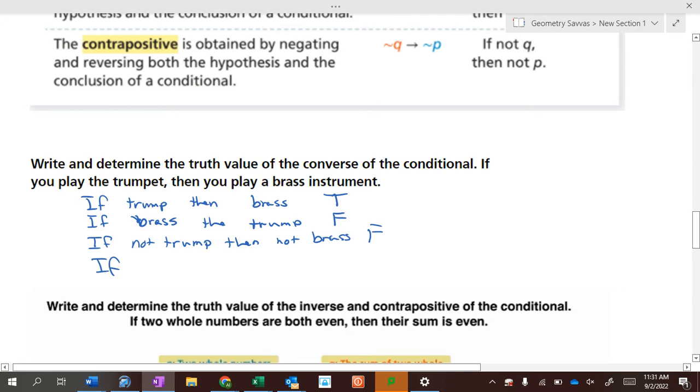What? I feel like my trumpet self is getting attacked. 'Cause I play trumpet. Yeah.